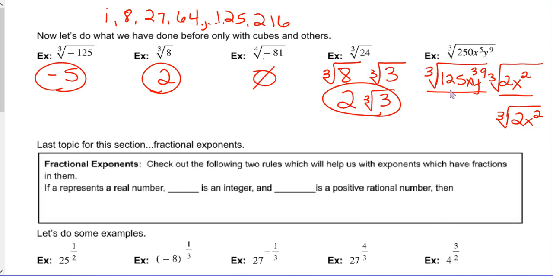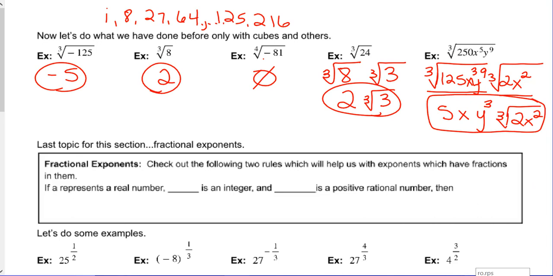So the cube root of 125 we just saw on the first problem over there is 5. Take power, divide by root, just gives me an x. And power, divide by root, gives me a y to the 3rd. And that, ladies and gentlemen, is our final answer.